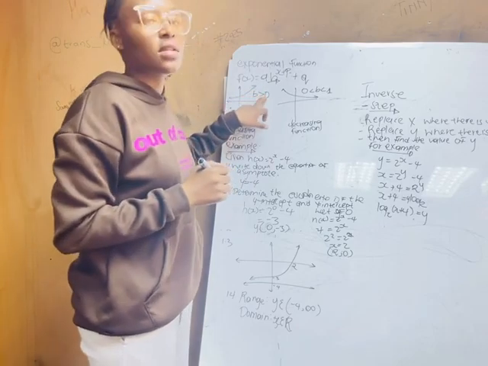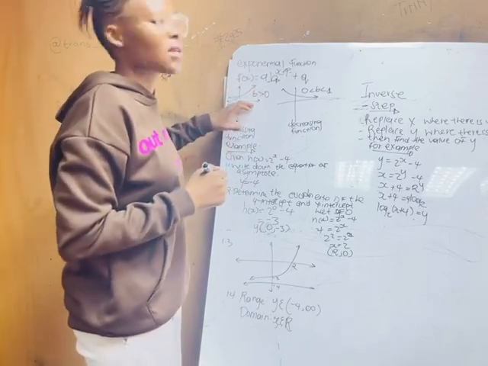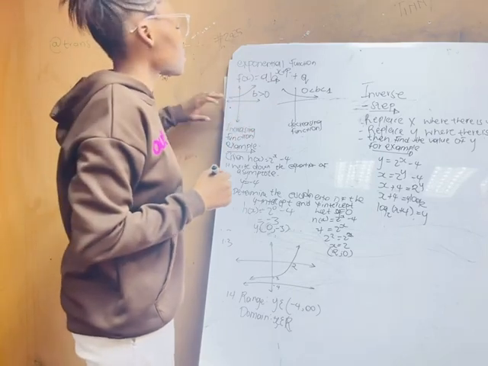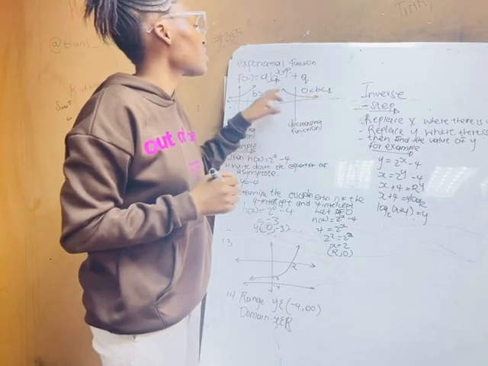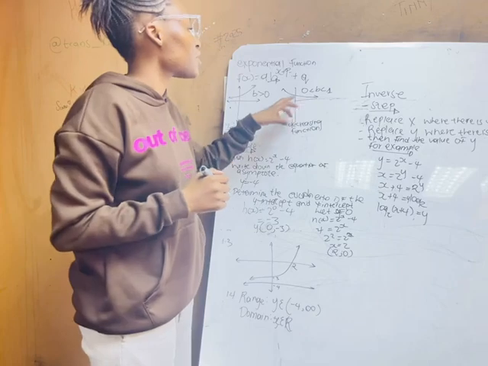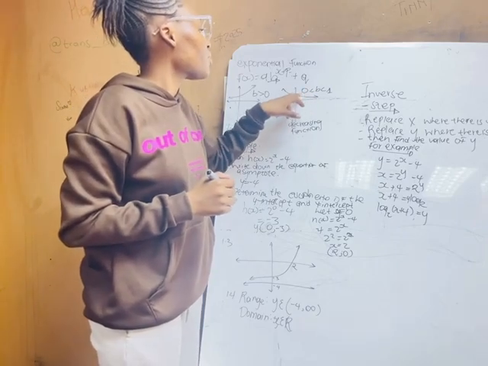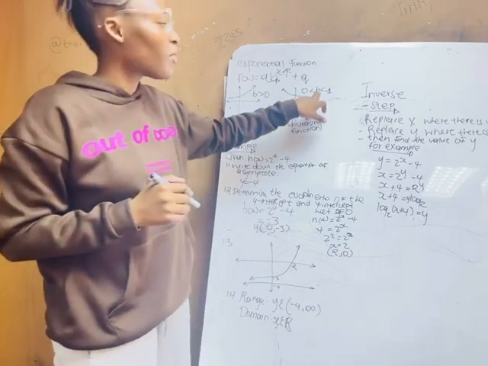So when b is greater than 1, this is an increasing function. It means that this is the shape of the graph. And the one that says 0 is less than b and b is less than 1, it means that it is a decreasing graph. The value of b is in between.